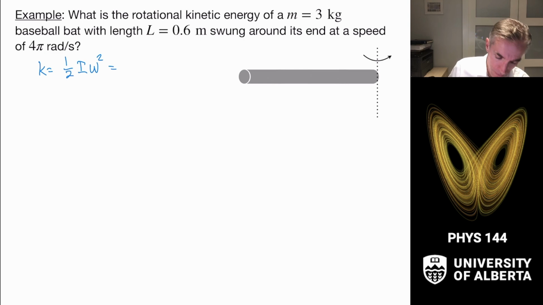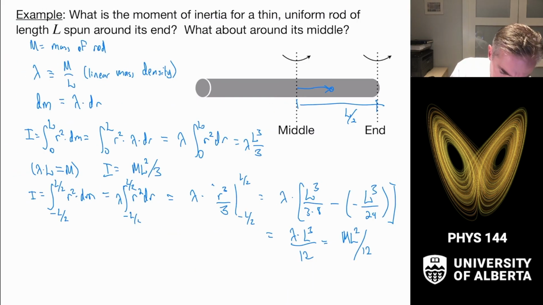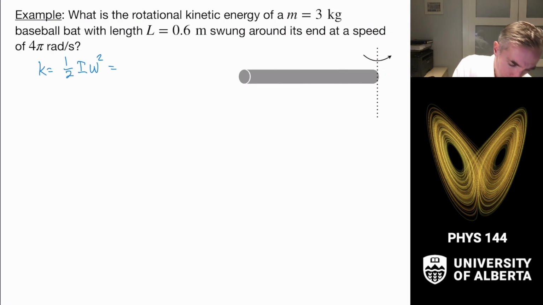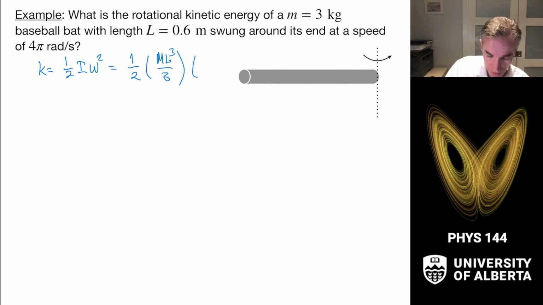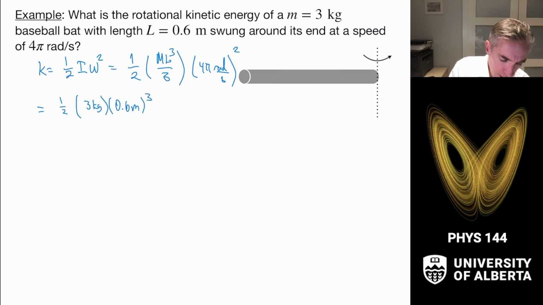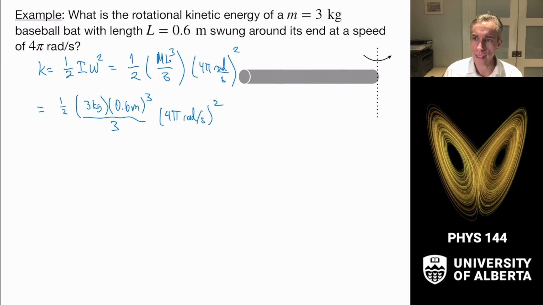And I, for a rod, let's move back, yeah, right here, it's ml squared over 3 for being spun around the end. So just plug that in. 1/2 times ml squared over 3, the moment of inertia, times the speed, which is 4 pi rad per second, quantity squared. And so this is going to be 1/2 times the mass, which is 3 kilograms, times the length of the rod, which is 0.6 meters, quantity squared, all over 3 times 4 pi rad per second, quantity squared. And then we calculate that out.